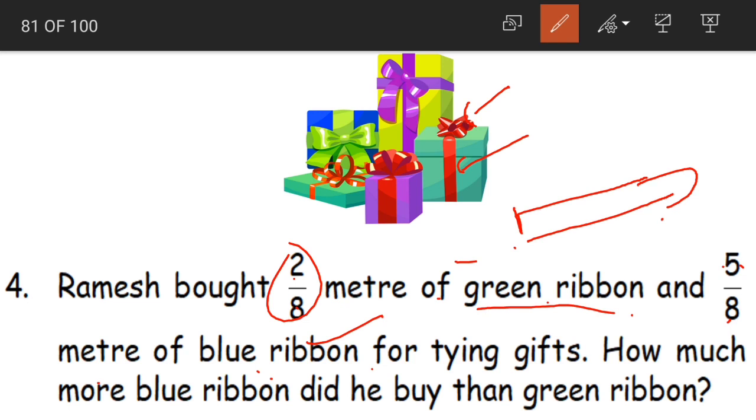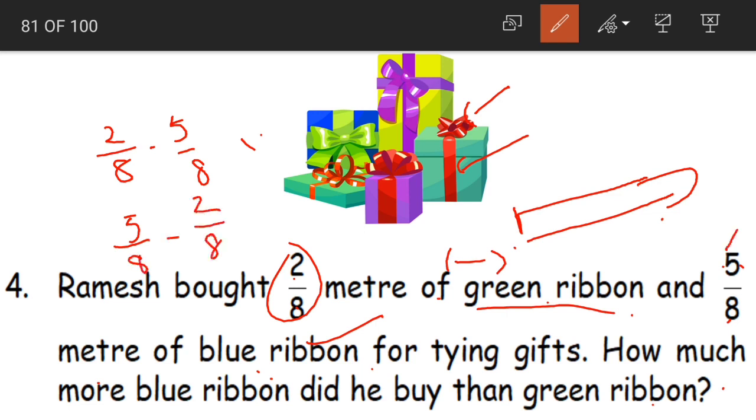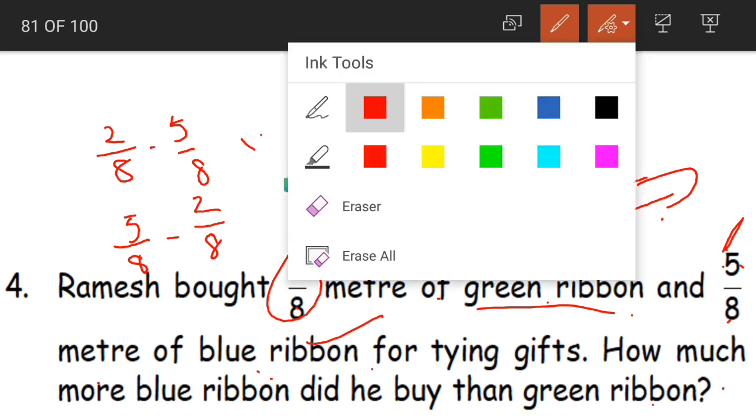How will we find this out, children? Yes, we need to subtract. Subtract what? Is it 2 by 8 minus 5 by 8? No, it is 5 by 8 minus 2 by 8. Here 5 by 8 is the bigger portion, so it should be written first. And then after the subtraction sign, we should write 2 by 8, which is a smaller portion. Now when we subtract, we will get the difference between the lengths of the 2 ribbons.